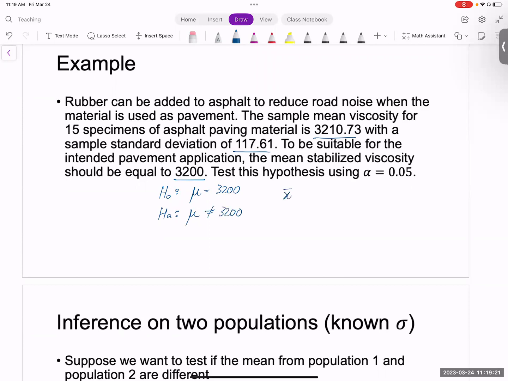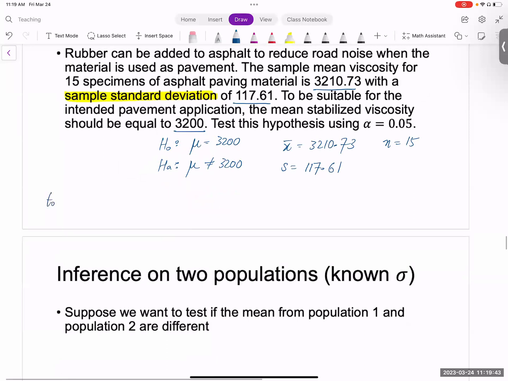And then your x bar is given to you as 3210.73. And then you have n equals 15 specimens. And then you have standard deviation as 117.61. Now, clearly it says sample standard deviation, right? Since it's a sample standard deviation, we have to use a t-test in this case. So we'll compute T0 first.